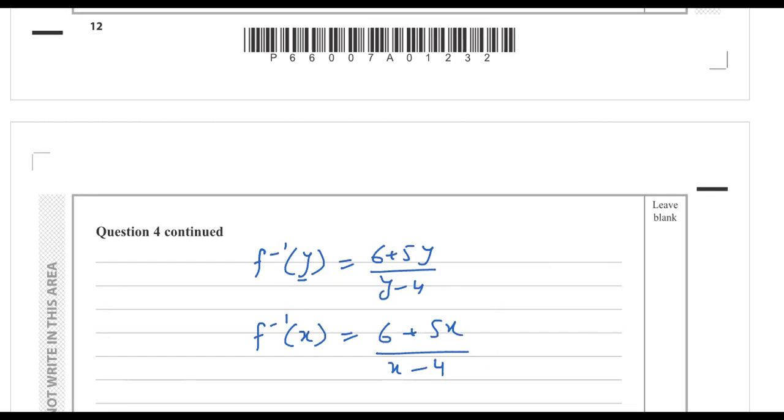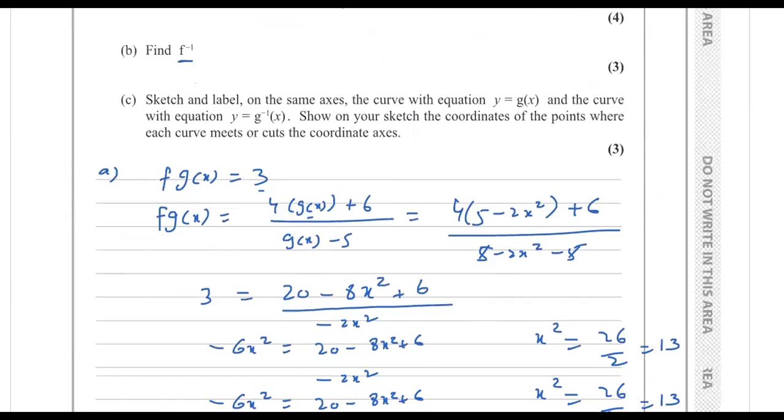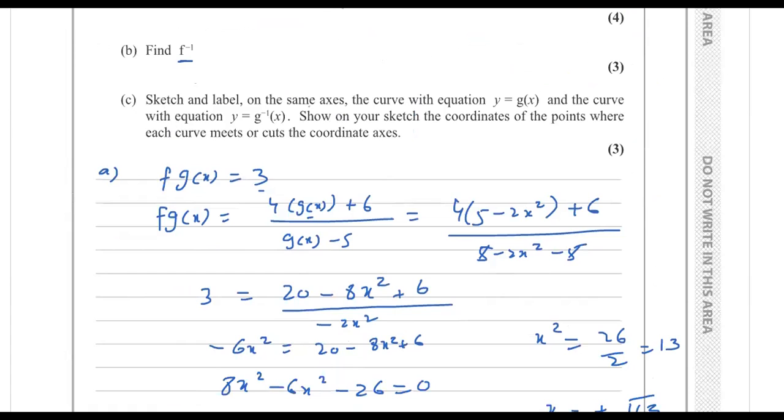Now next part C. Sketch and label on the same axis the curve with equation y equal to g x and the curve with equation y equal to g inverse x, and show on your sketch the coordinates of the points where each curve meets or cuts the coordinate axis.